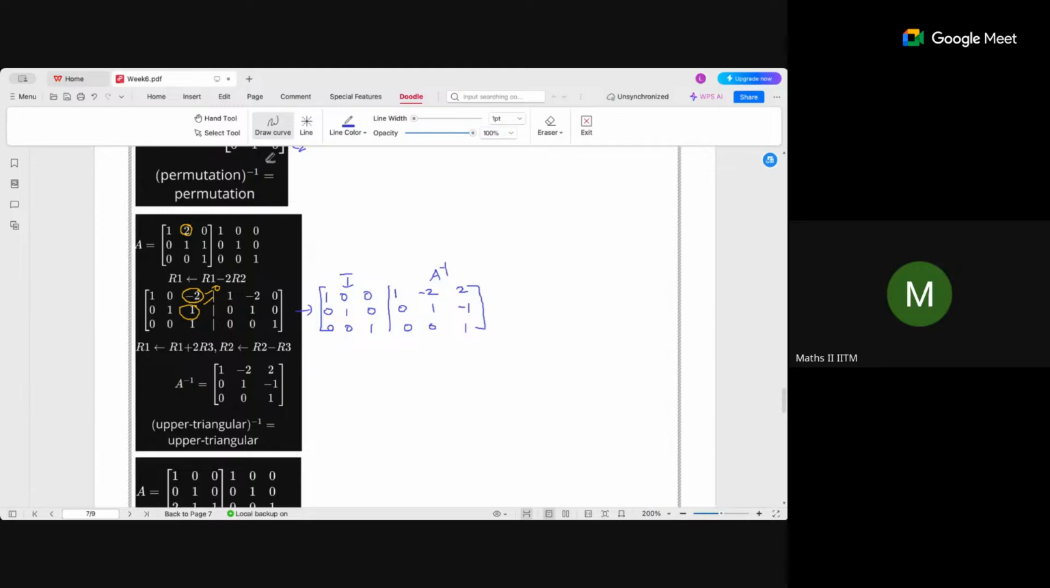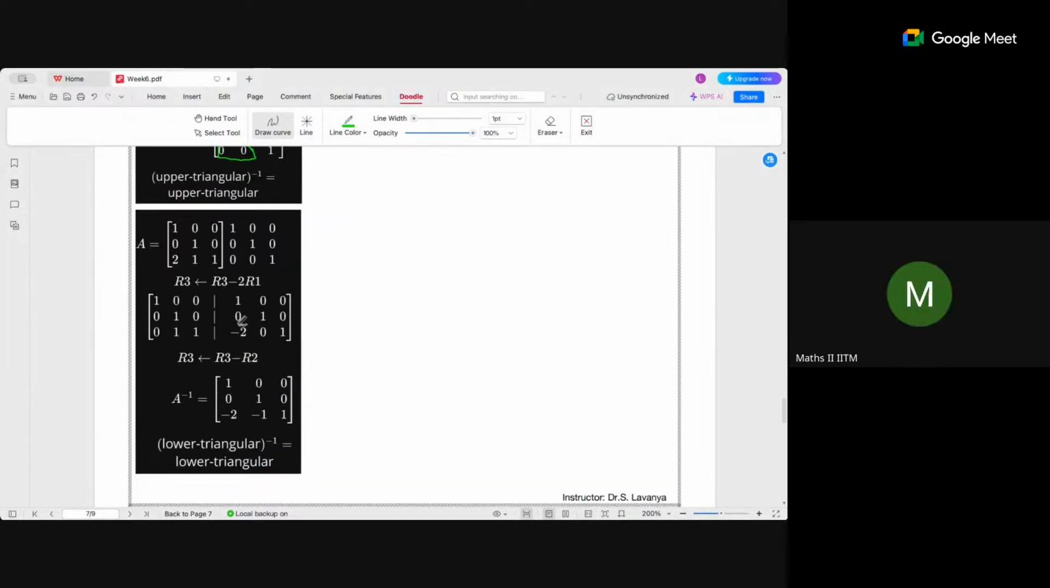So I have got the identity here and the inverse on the other side. What do you notice? Here also I have an upper triangular form. All these entries are 0. In the same way, here also it is an upper triangular form. So the inverse of an upper triangular matrix is upper triangular. Is that clear? Yes, ma'am. In the same way, you can also see that the inverse of a lower triangular matrix is also lower triangular. You can easily look at the steps and understand that. Okay, what about the inverse of a diagonal matrix?